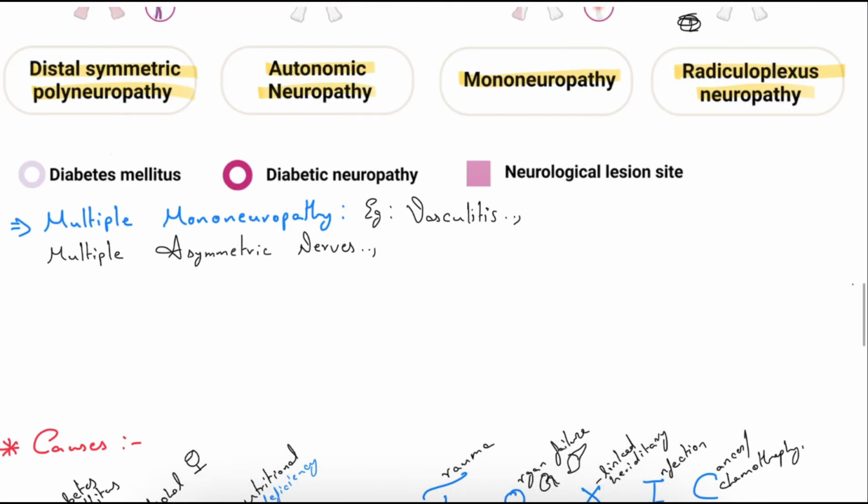Next we can see here that is multiple mononeuropathy. Multiple mononeuropathy means multiple asymmetric nerves. We can see examples like vasculitis.